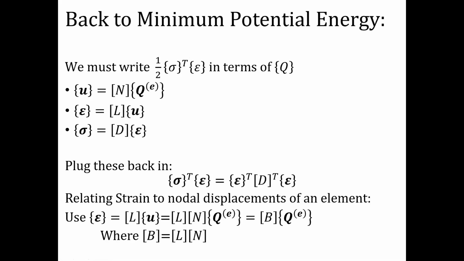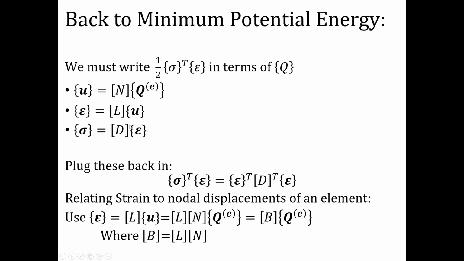So what we want to do is rewrite this term in terms of the nodal displacements, which we are calling Q. First, we need a relationship between stress and strain. That relationship is just generically sigma equal to some matrix D multiplied by epsilon, and this D would be different things depending on whether it's a 1D, 2D, or 3D problem, or, for example, if you're talking about beams or whatnot.